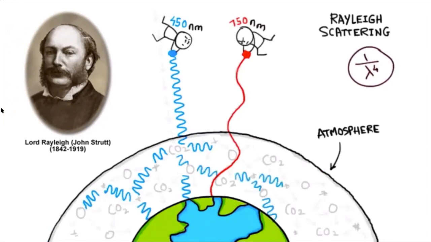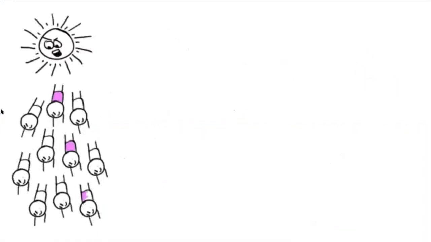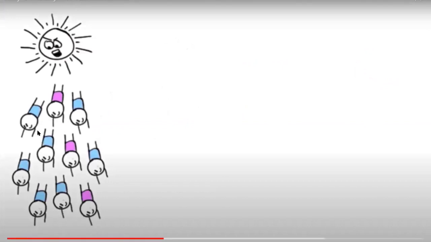But wait a minute. Violet light has an even shorter wavelength than blue. So why isn't the sky violet? This is because the sun itself sends out less of violet and more of blue. Check out this solar radiation spectrum. This is also true. So the sun first of all sends more blue light than violet, and also our eyes are more sensitive to blue light.